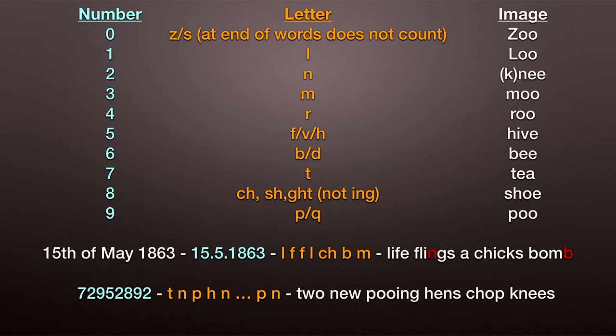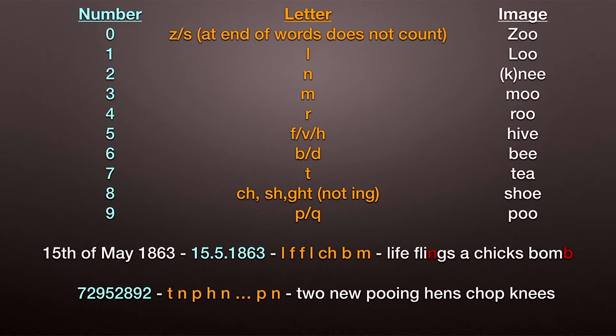Five, F, V, H, hive. Six, B, bee. Seven, T, tea. Eight, shoe is my image. Nine, poo. Now this can be Winnie the Pooh or it can be a dog poo. Dog poo tends to work better for when we're making images. So if you can clearly see my images and my letters, you're free to use mine. If you prefer to make your own, even better.